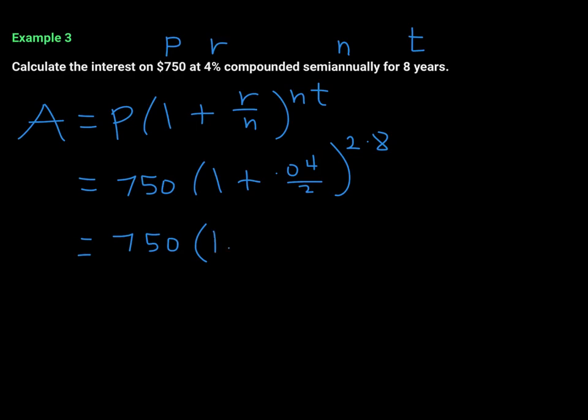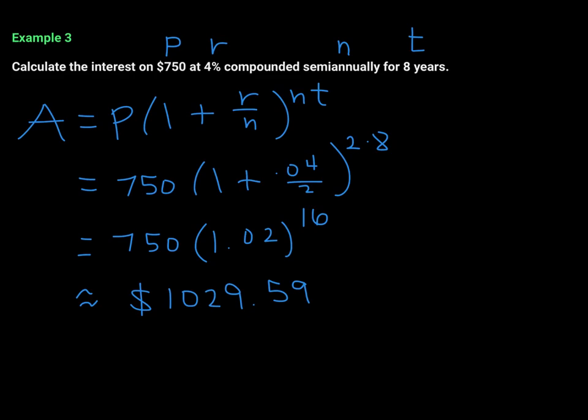So this is 1.02 to the power of 16. My calculator will tell me that this is approximately $1,029.59. Again, I forgot to change this to approximately equal to. We had to round. Okay? So this is not the final answer, because they didn't ask us like they did in the previous example.